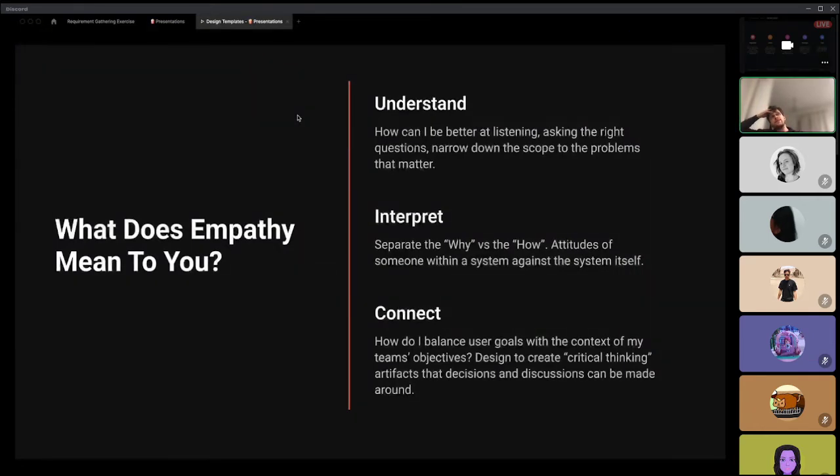The way I like to think about it is, designers, and this is just a generalization, but it's the idea that designers need to be critical thinkers.